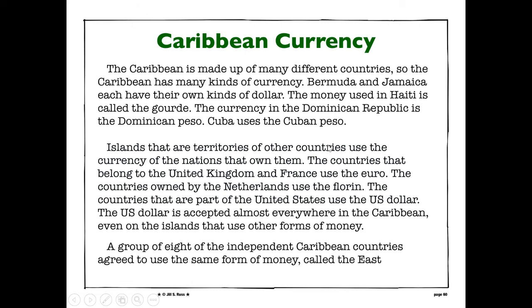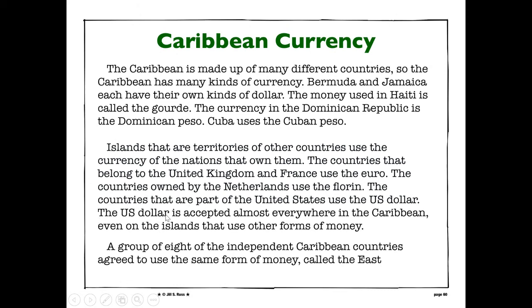Islands that are territories of other countries use the currency of the nations that own them. The countries that belong to the United Kingdom and France use what's called the euro. The countries owned by the Netherlands use the florin. The countries that are part of the United States use the US dollar.